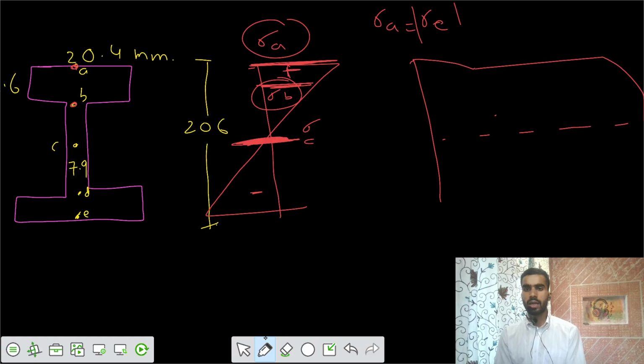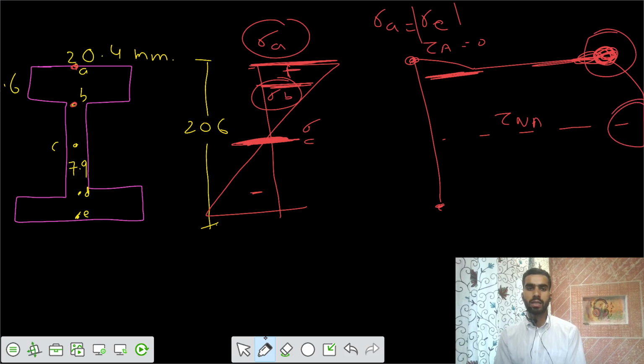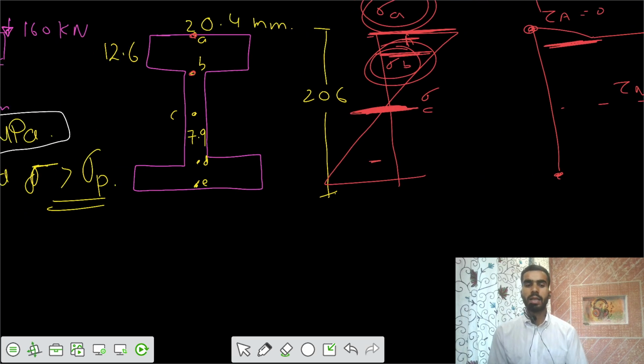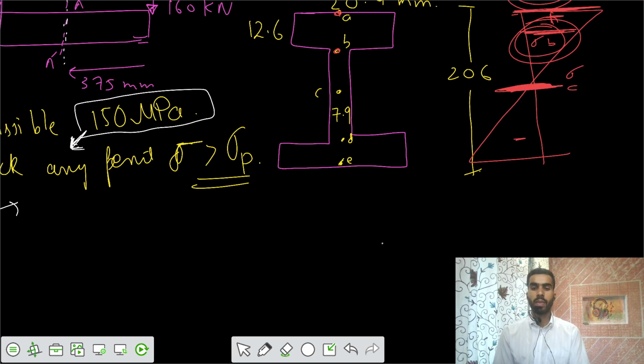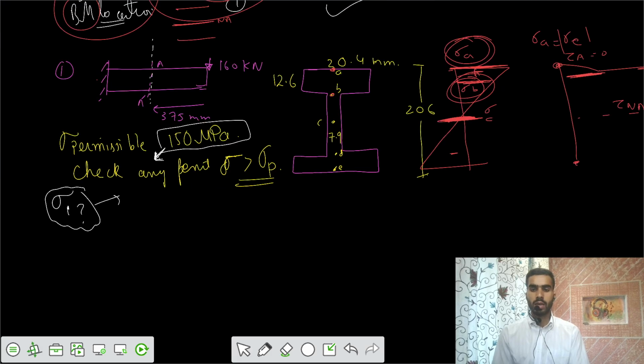If I calculate only tau at the neutral axis and tau at the junction, this value, then I would say tau at A is equal to 0. Similarly, tau at E is equal to 0. And if I calculate only this point and this point, similarly this point and this point, so let's have those 4 values. Then I would apply that principal stress equation.